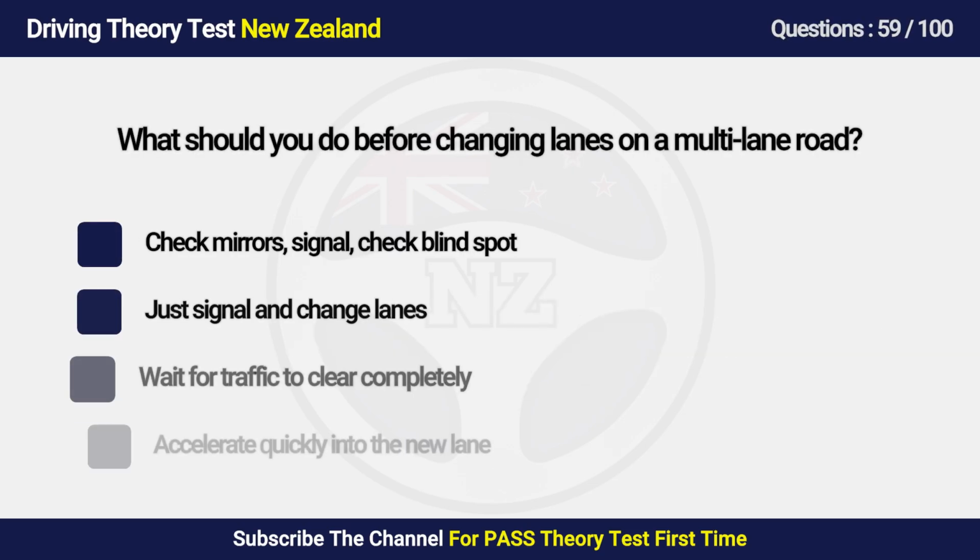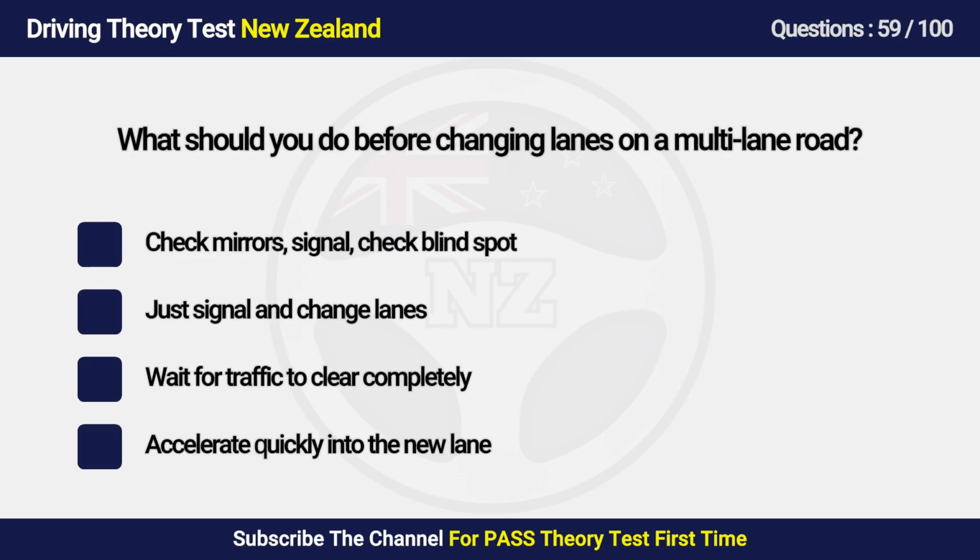Question 59. What should you do before changing lanes on a multi-lane road? A. Check mirrors, signal, check blind spot. B. Just signal and change lanes. C. Wait for traffic to clear completely. D. Accelerate quickly into the new lane.